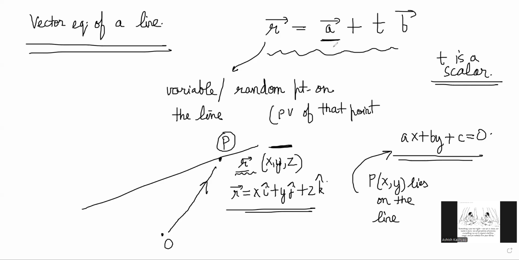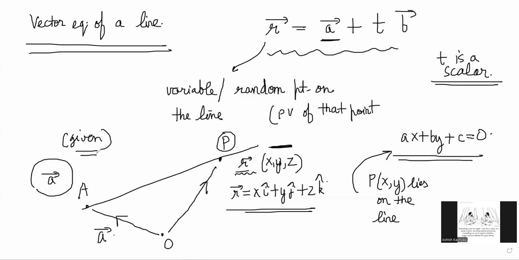Here A is going to be a point through which the line passes. So what is A vector? A vector is the position vector of that point. Do you understand what I'm drawing right now? A vector is the position vector of a point on the line. It is given to you in the problem. The problem will say a line passes through a point, and that point is A vector.